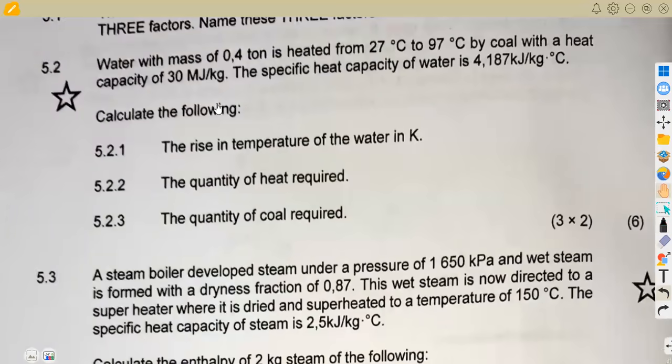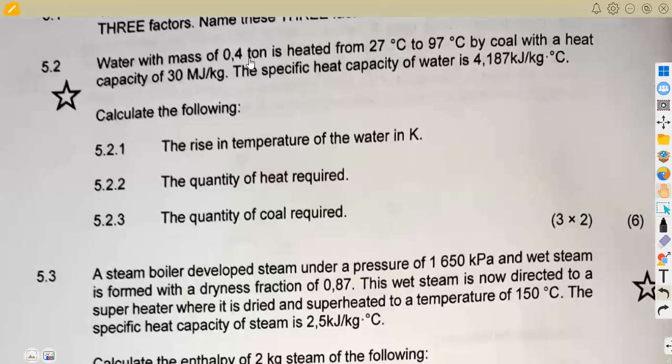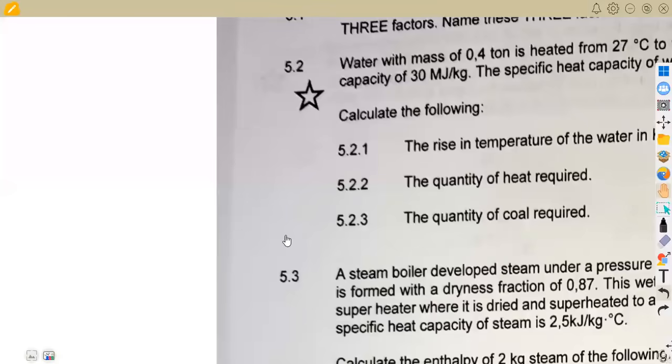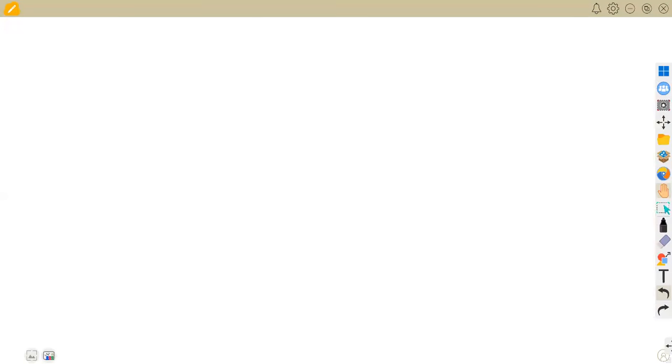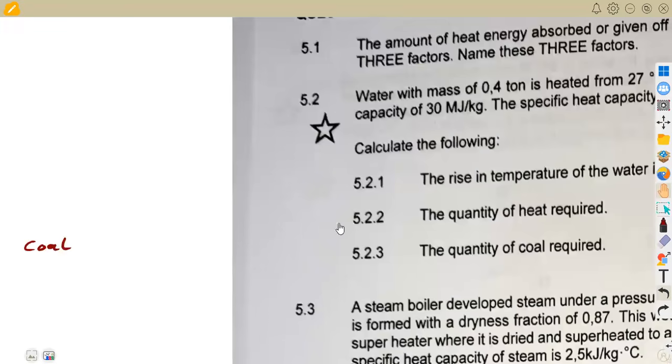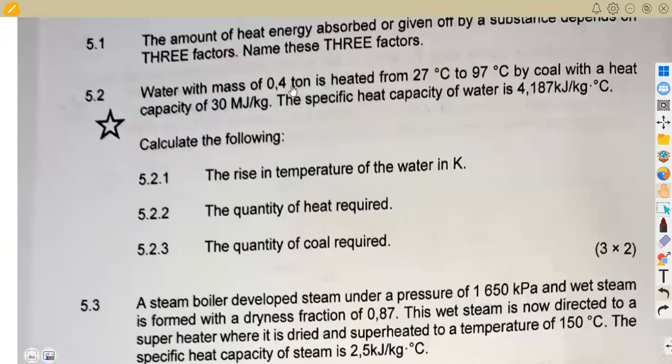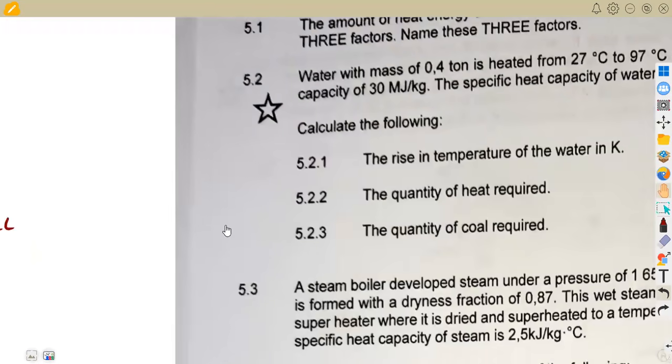On question 5.2, we are given water with a mass of 0.4 ton, heated from 27 degrees Celsius to 97 by coal with a heat value, and the specific heat capacity of water, like we were talking about, must have a certain heat capacity. So let's consider our information here. We've got the information about the water and the information about the coal. The water has a mass of 0.4 ton, heated from 27 to 97, that is the temperature.